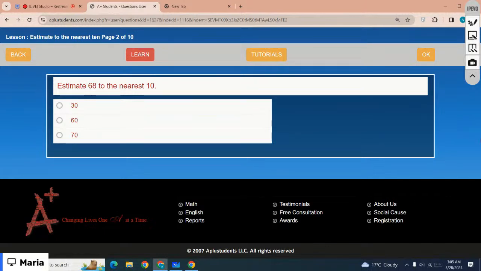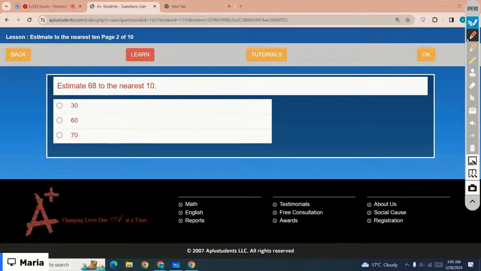Estimate 68 to the nearest 10. Now we have to see how we estimate 68. So 68 is between two tens. Which two tens? 60 and 70, right? But 68 is near to 70. You are just two numbers away from 70, so you can round up. 68 is rounded to 70. The correct option is 70.